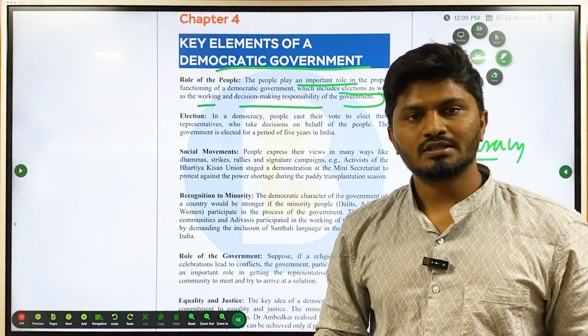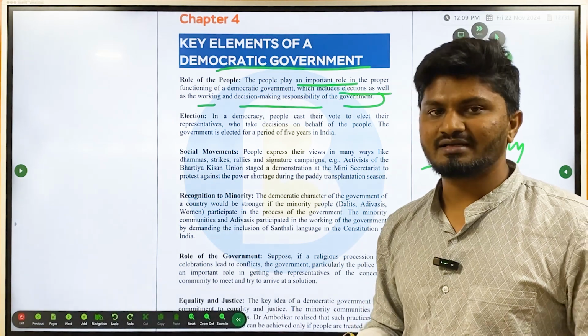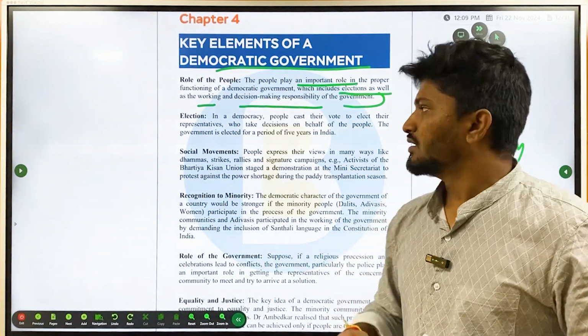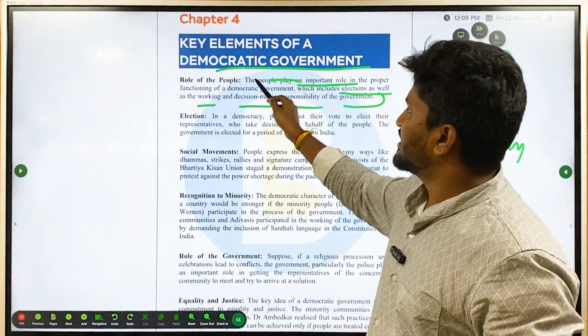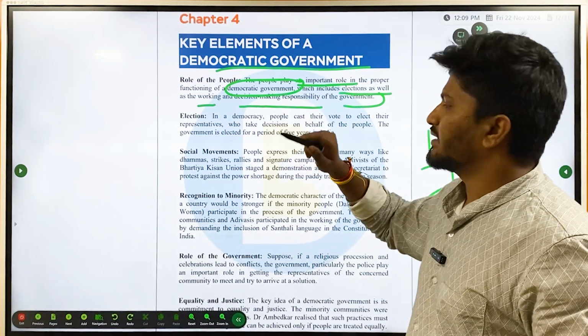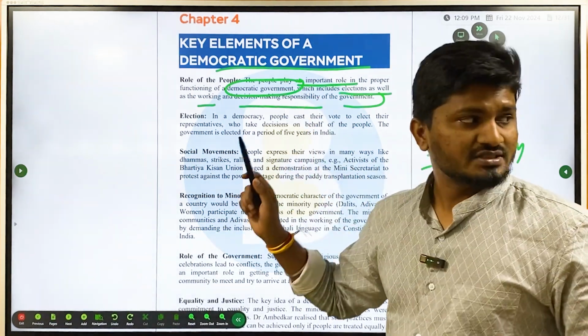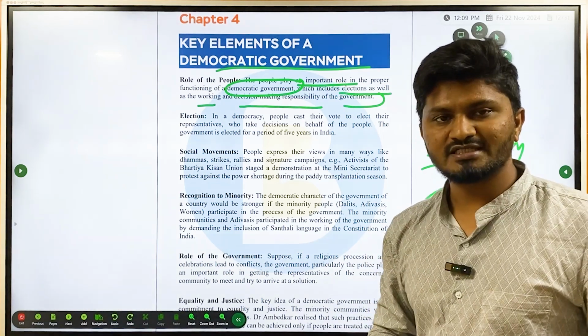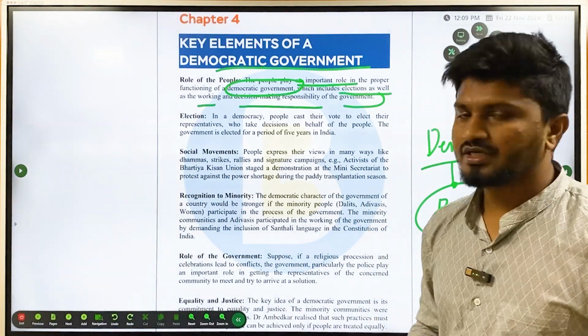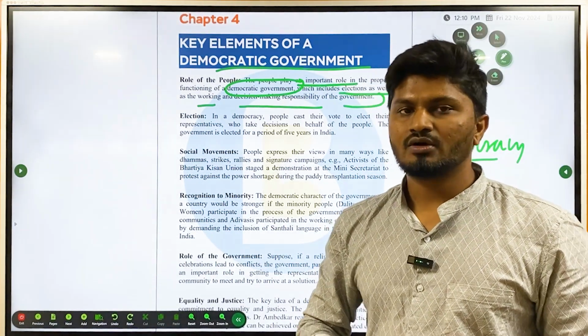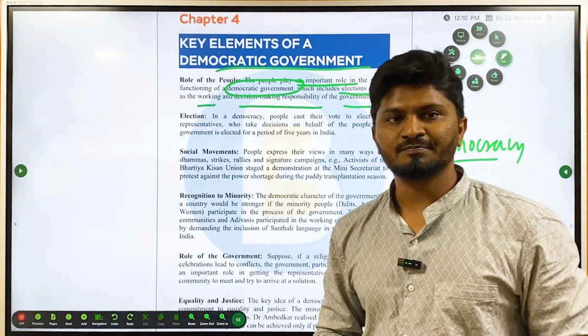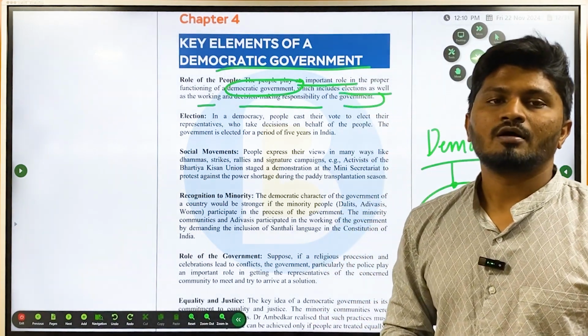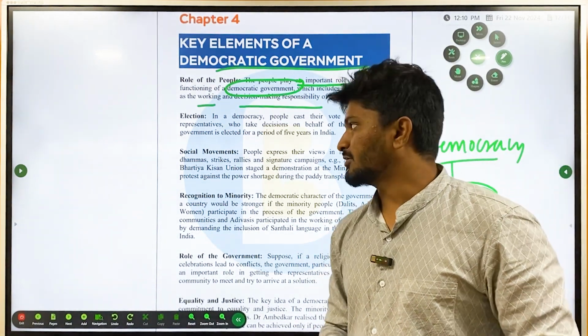So the people of a democratic country are involved in choosing a democratic government, and they also play a role in the functioning of the government. They also participate in elections and in the decision making of governments. So they have a say in everything. That is why it is called of the people, by the people, for the people.